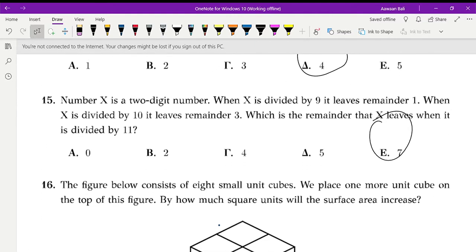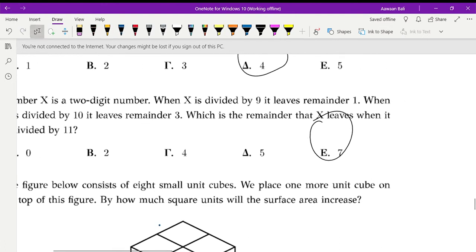When x is divided by 9, it leaves a remainder of 1. When x is divided by 10, it leaves a remainder of 3. What is the remainder that x leaves when it's divided by 11? Now, if you know your tables, this can sound pretty familiar.